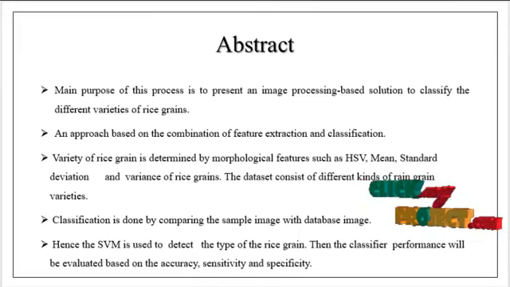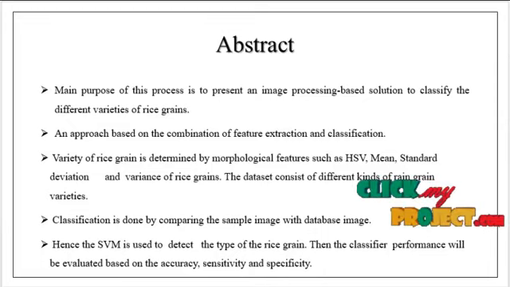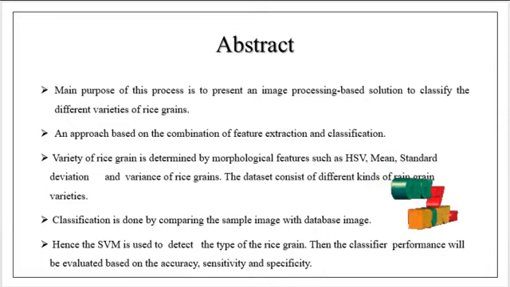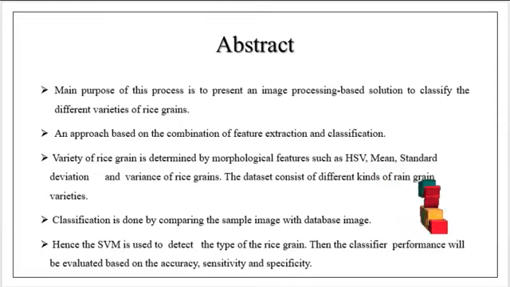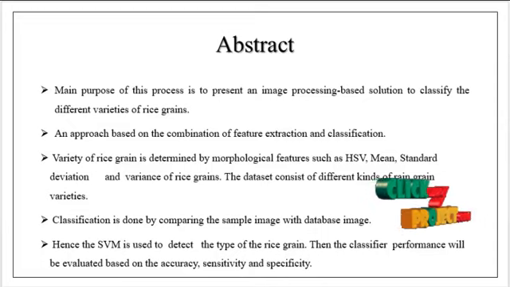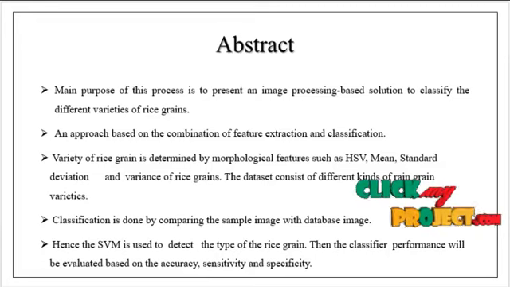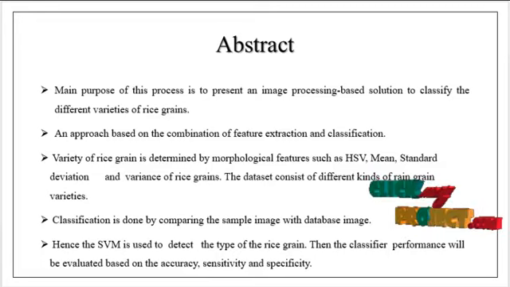The main purpose of this project is to present an image processing based solution to classify the different varieties of the rice grain based on the images. An approach based on the combination of feature extraction and classification methods. These two methods play a vital role in this project. Variety of rice grain is determined by morphological features such as the HSV, mean, standard deviation and variance of the rice grains. The dataset consists of the different kinds of the rice grain varieties.